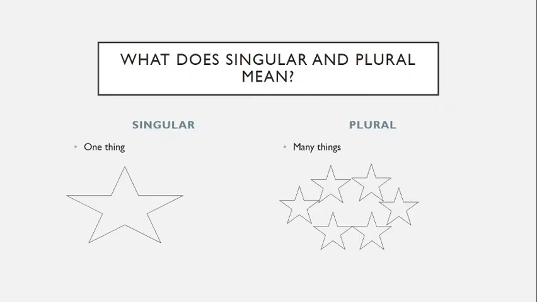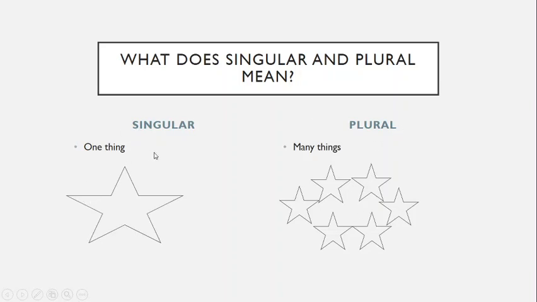So here we come to the main point. If you do have one thing, it is called singular. What is it called? Singular. And if you have many things, you call it plural. Okay? If you have one thing, what do you call it? You call it singular. And if you have many things, you call it plural.